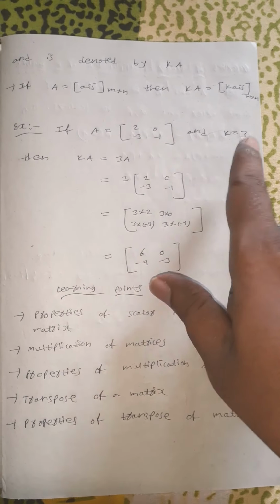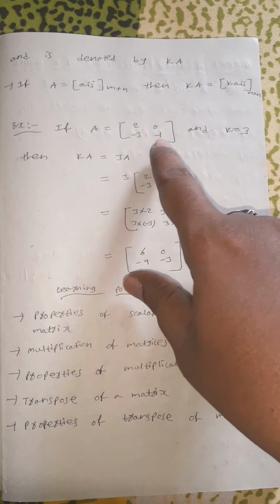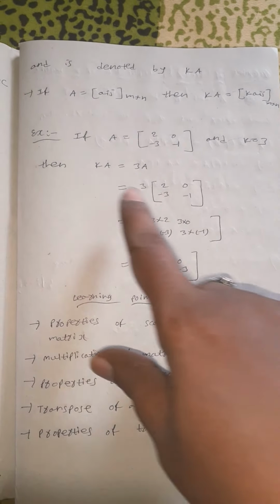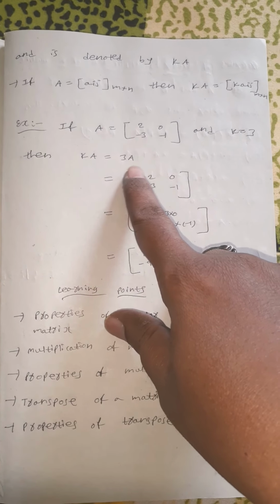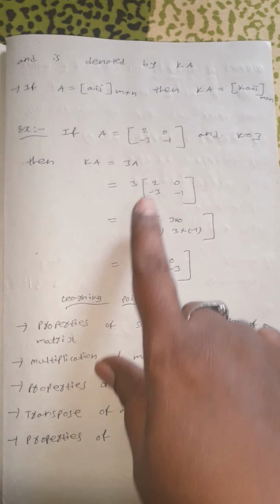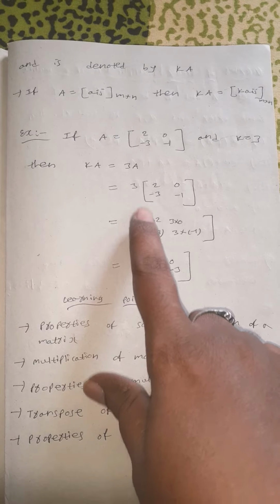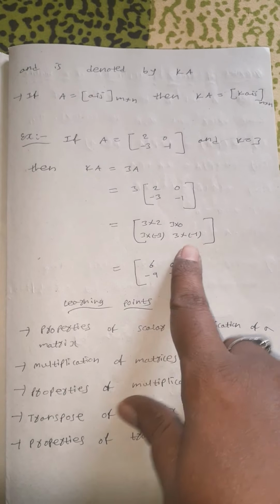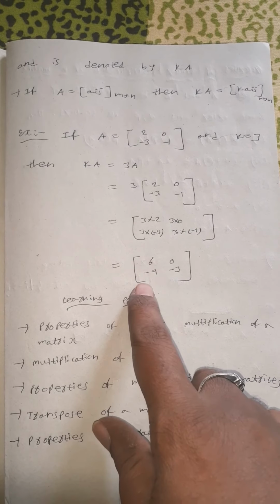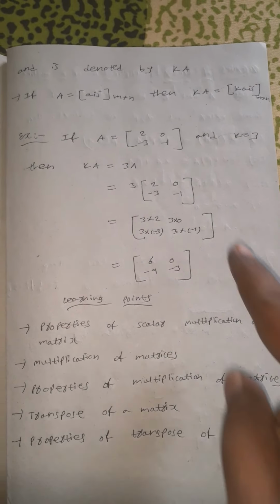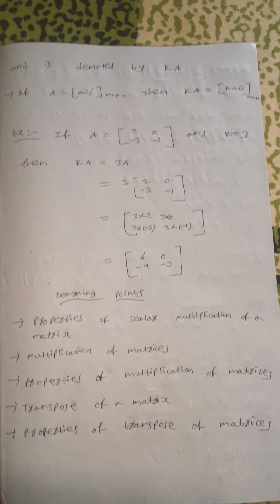If you are taking an example like this: A is equal to [2 0; minus 3 minus 1], a 2 by 2 square matrix I have taken, and the k value I have taken is 3. I want to find kA, which is 3 into A. I wrote 3 as it is, A value I wrote as it is. Now we should send 3 inside. 3 into 2, next 3 into 0, next 3 into minus 3, next 3 into minus 1, that only I have written. So 3 times 2 is 6, 3 into 0 is 0, 3 into minus 3, plus into minus is minus, 3 nines is 9, so minus 9, 3 into minus 1 is minus 3. In this way we will find the scalar multiple of a given matrix. Is it clear, children?